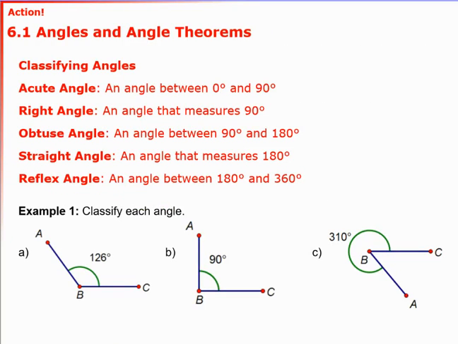Next, we want to know our angle terms. So here's our official start to the lesson. Our acute angle is an angle between 0 and 90. Okay, so those could be like this, examples. Okay, they could be a little less wide. They could be much more narrow, right?